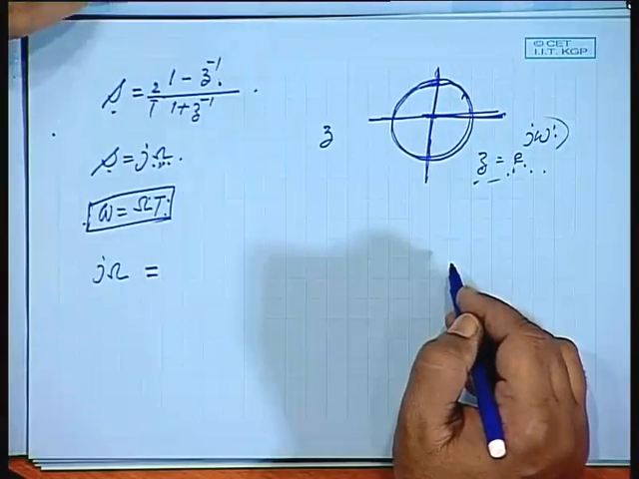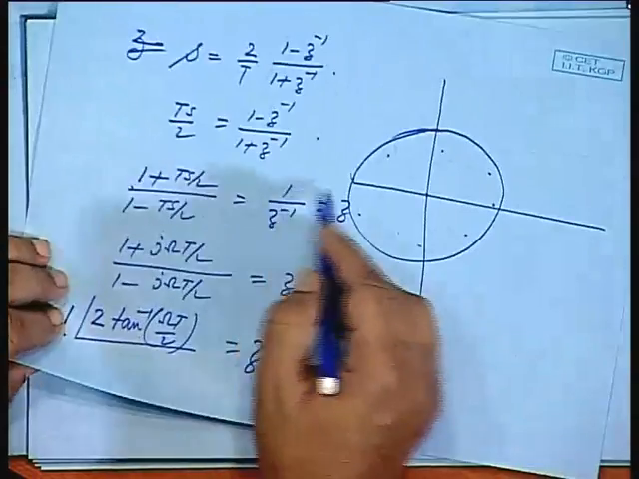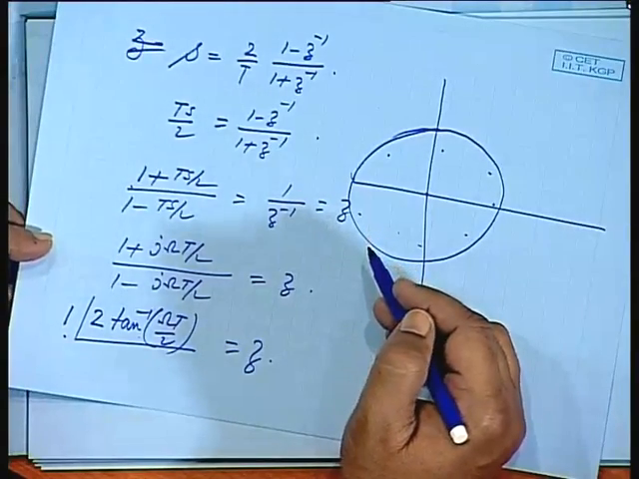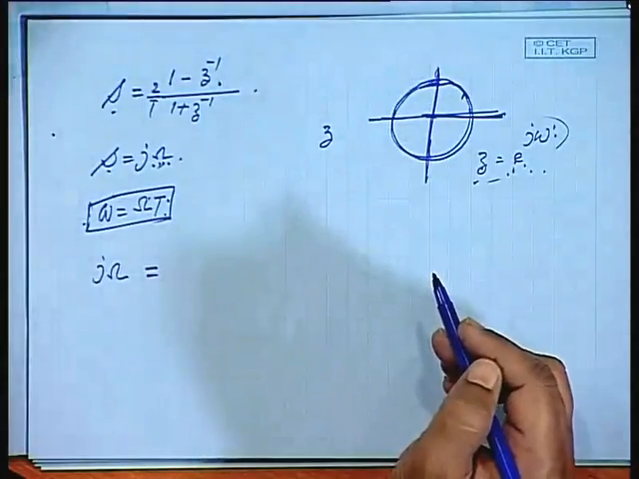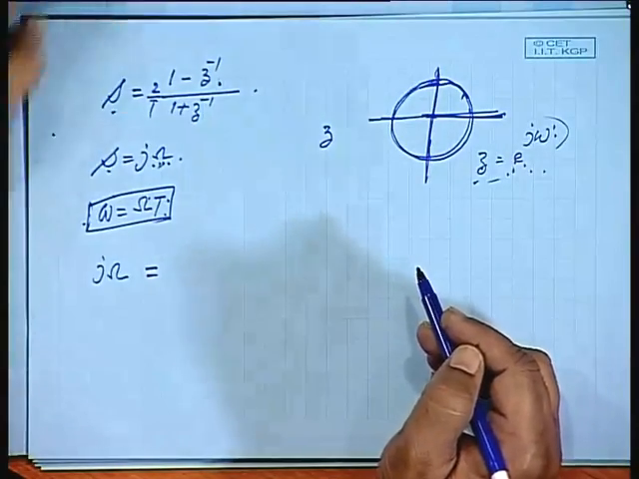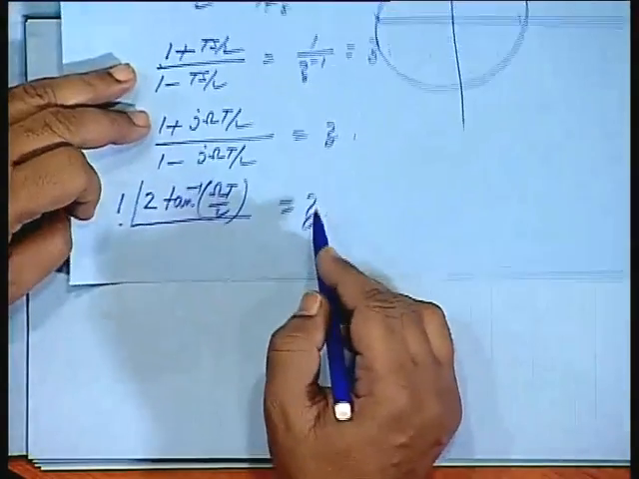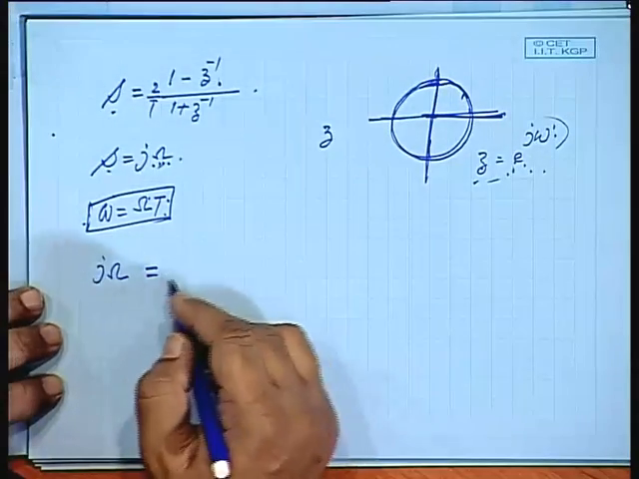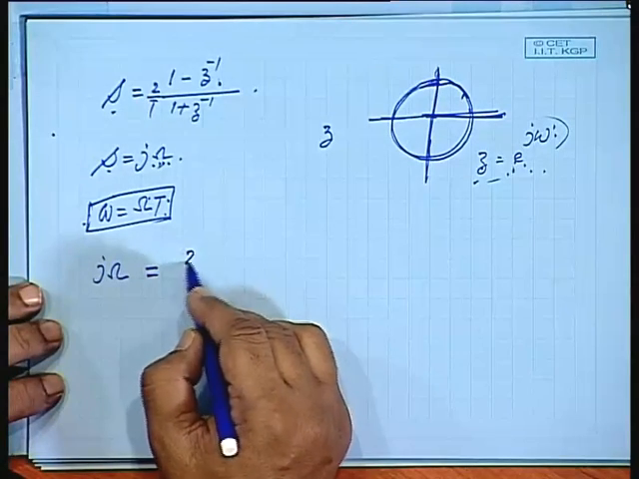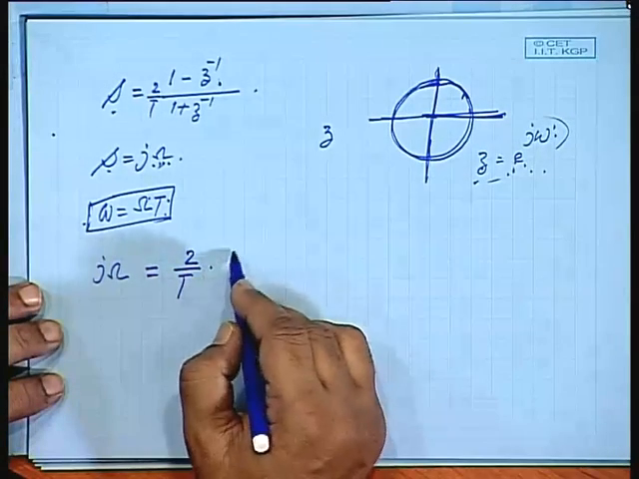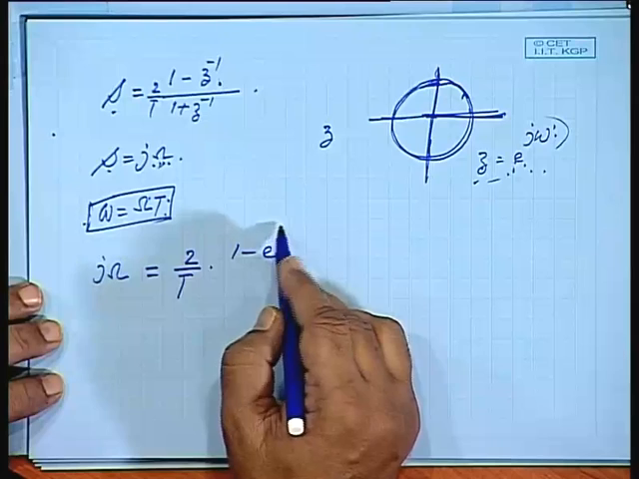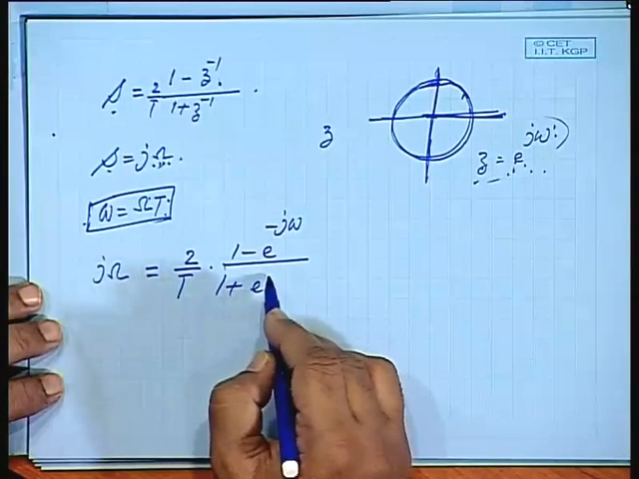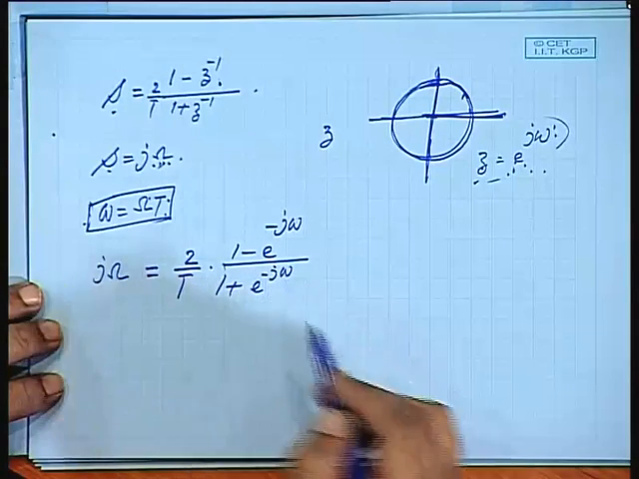Z we have made, yes, I can make a substitution here itself. Yes, we have already calculated that. So, Z is e to the power j omega. We have already done that, 2 by T, 1 minus e to the power minus j omega by 1 plus e to the power minus j omega.